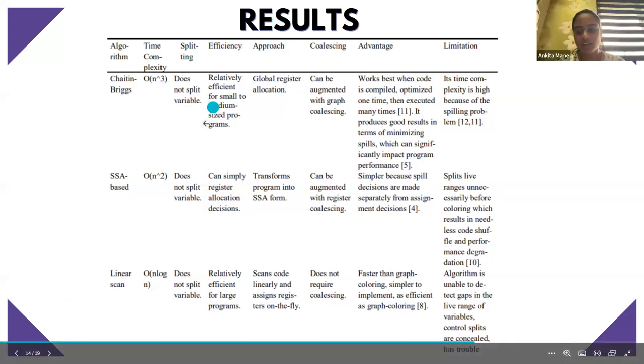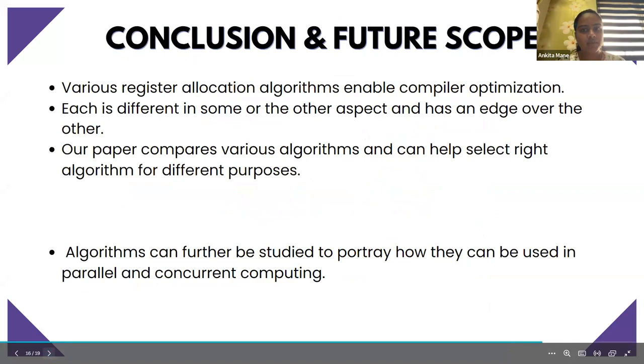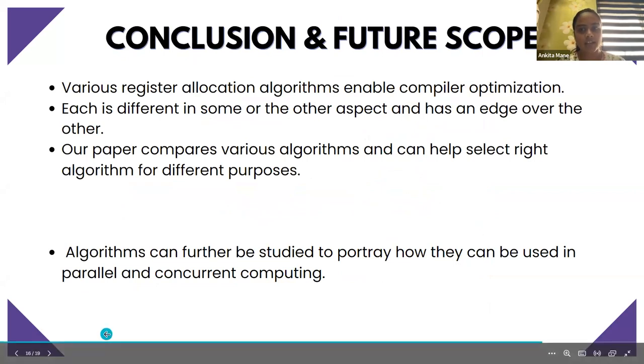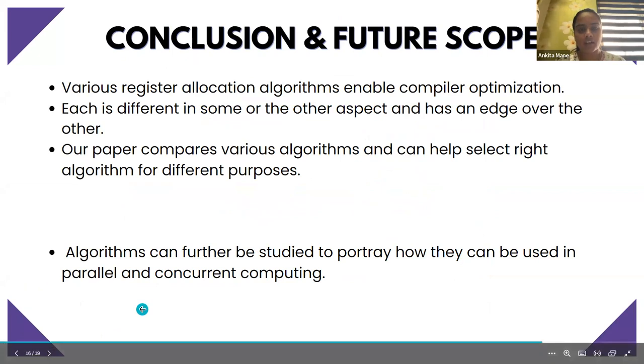Okay, we have done the comparative study of all the above algorithms. And next slide, please. Next slide. The conclusion and future scope of our paper is that our paper compares various algorithms and can help to select the right algorithm for different purposes. And the future scope of our paper is that the algorithms can further be studied to see how they can be applied in parallel and concurrent computing.